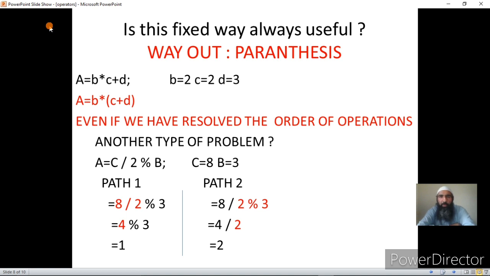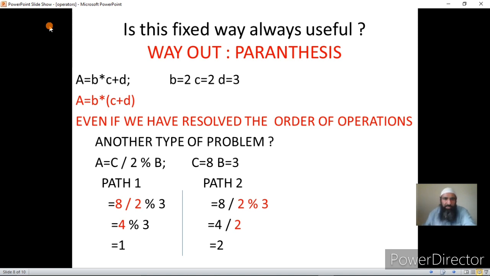Is this fixed way always useful? That is the predefined order in which the operations will always take place. It is always determined by the precedence table, and it is the precedence table that will be strictly followed by the C in evaluating the expressions.